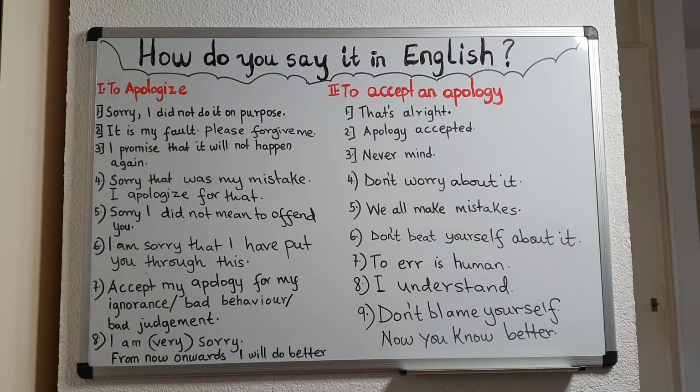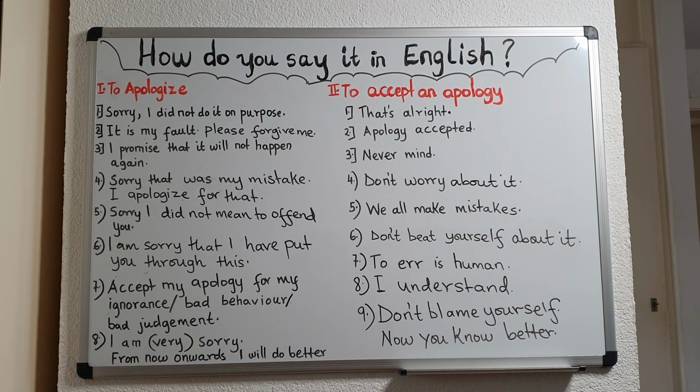Number 4, don't worry about it. It means exactly that. So you apologize to someone. You say, for example, accept my apology for my bad behavior. And then they say, don't worry about it. So don't spend another minute thinking about the fact that you've offended me or that you've hurt me. Just don't worry about it. It's fine. Okay? Number 5, we all make mistakes.